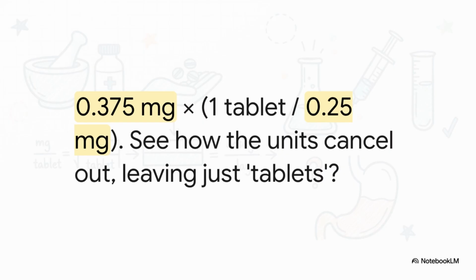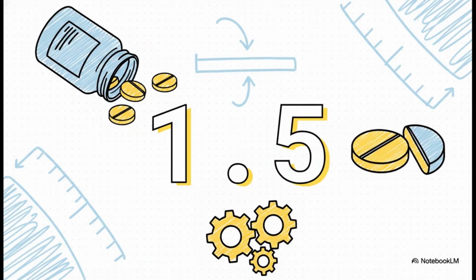Now look closely. See how mg is on the top and on the bottom? That's the key. They cancel each other out, which leaves us with just the unit we want, tablets. So when you run the numbers, 0.375 divided by 0.25, what do you get? You get 1.5. The patient needs 1.5 tablets of digoxin. See how that works? It's simple, it's safe, and it's accurate.